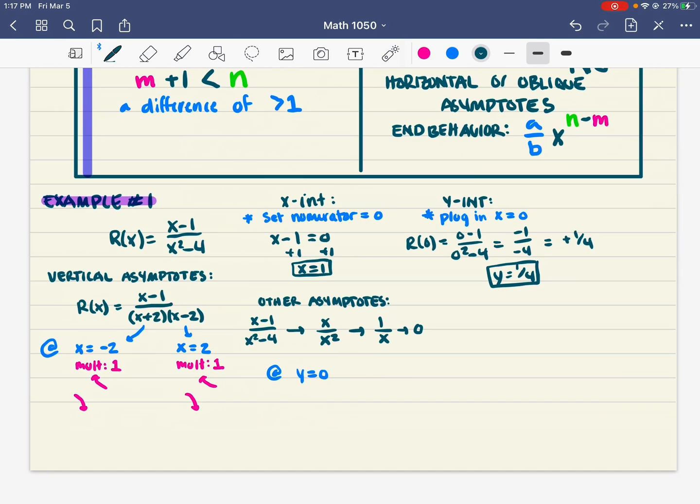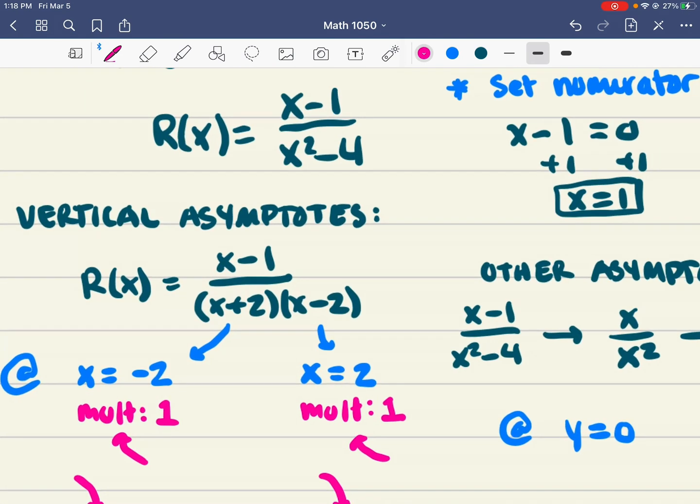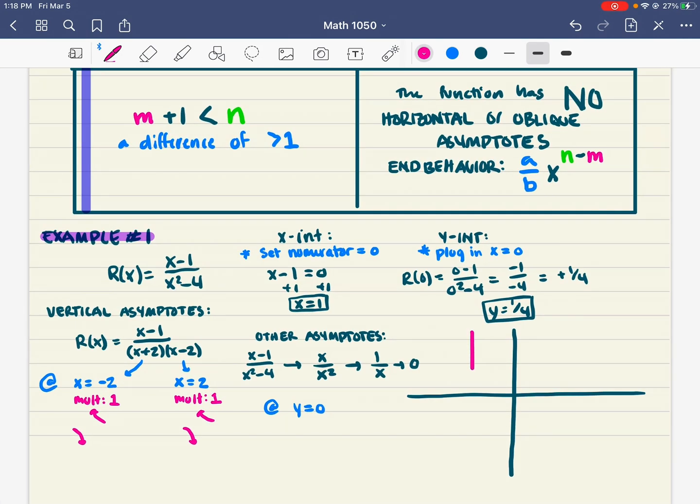We have so much information about this graph right now, and it's enough to actually graph it very well. So here are my axes. My first thing I'm going to do is draw my asymptotes. I have vertical asymptotes at -2 and +2, so those will be here and here, about. I'm just going to write that they're +2 and -2.